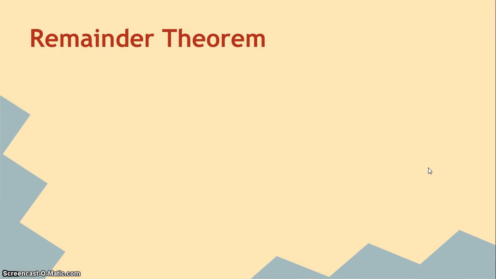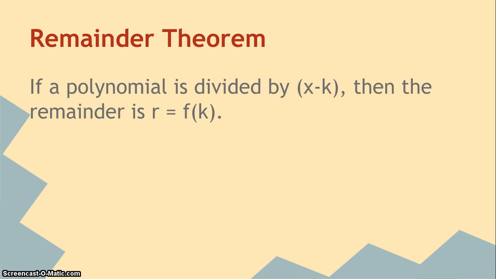Okay, here's video number 2 for this section. We are going to talk a little bit about the remainder theorem and then how to use synthetic division in order to divide these polynomials. It's so much easier. So the remainder theorem basically says if a polynomial is divided by x minus k, then the remainder is r equals f of k.